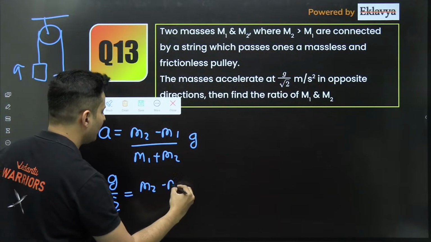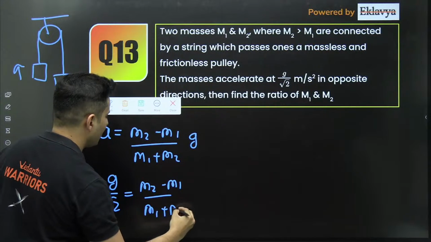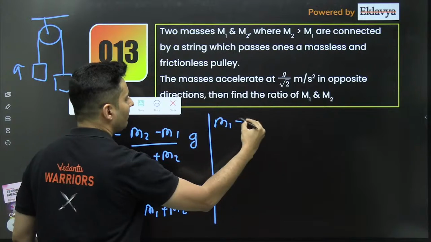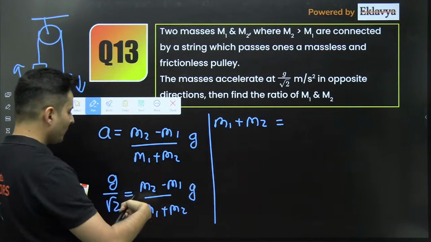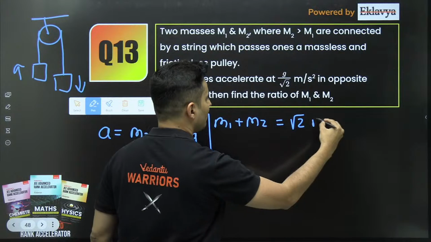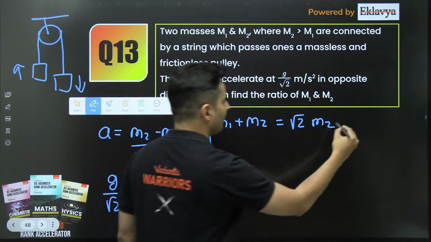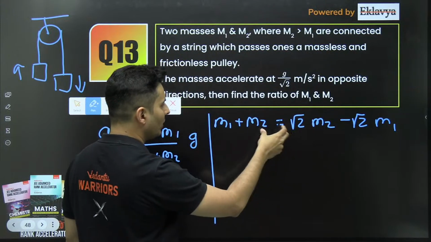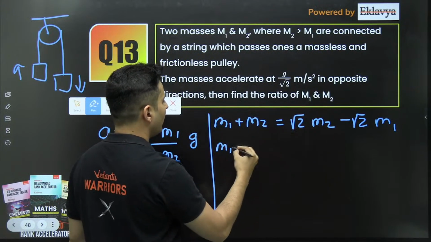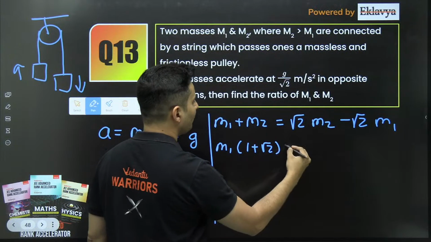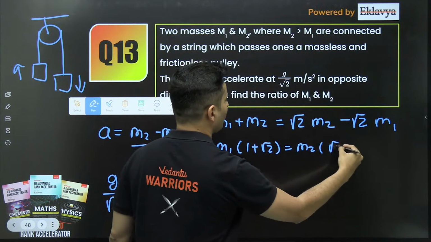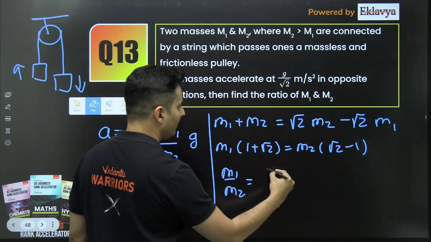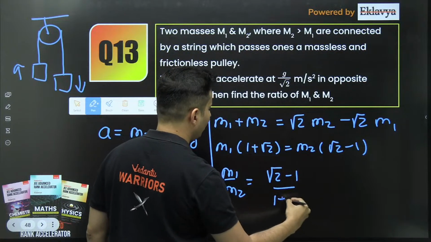So this will become m2 minus m1 by m1 plus m2 into g. g will cancel, cross multiply. So we will get m1 plus m2 is equal to root 2 times m2 minus root 2 times m1, right? So just rearrange it, nothing more. So bring m1 together. So m1 into 1 plus root 2 will be m2 into root 2 minus 1. Bring it as m1 by m2. m1 by m2 will be nothing but root 2 minus 1 upon 1 plus root 2.